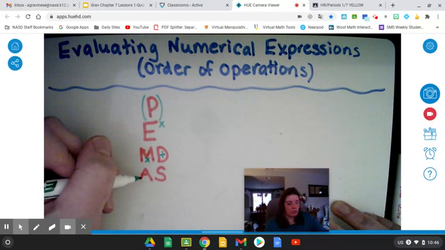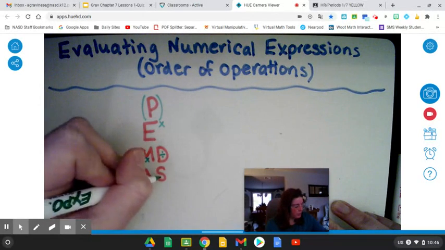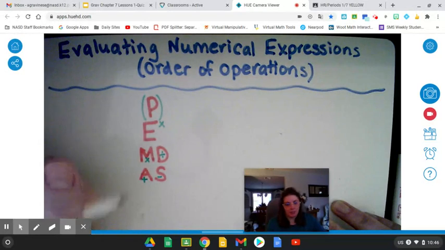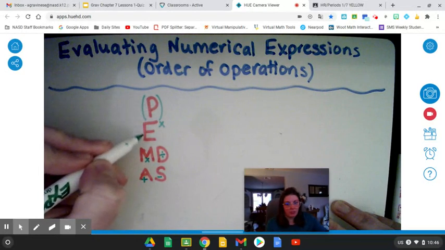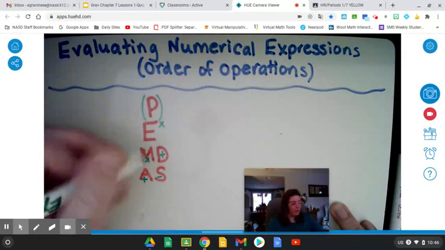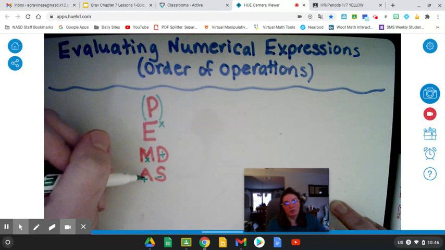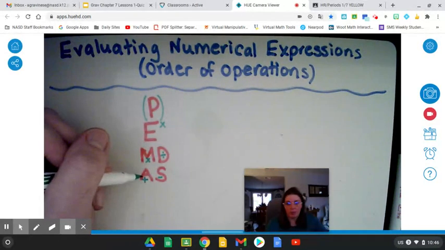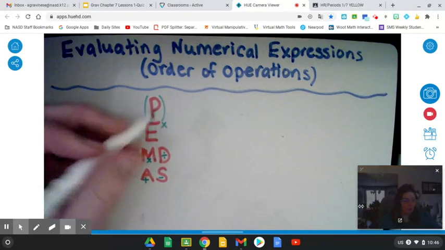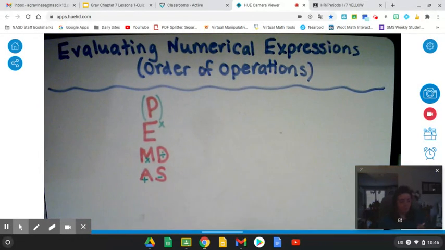And same with addition, subtraction. Addition and subtraction will always come last once you get rid of parentheses, exponents, multiplication, and division. But again, sometimes subtraction is first if it's on the left side of the problem. So let's do a couple of examples.